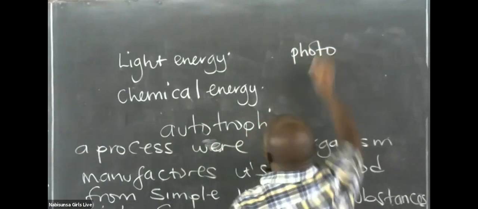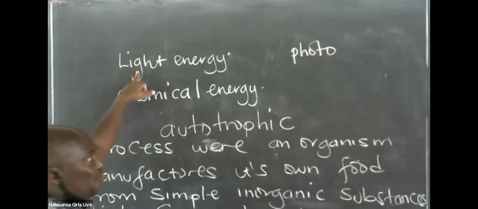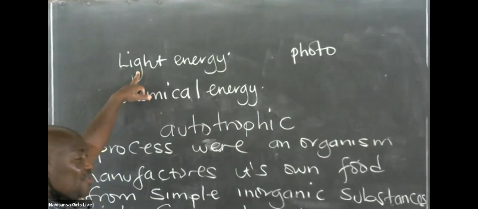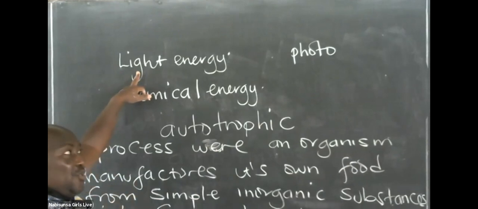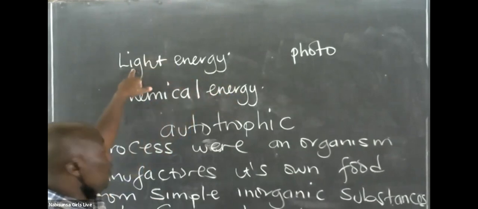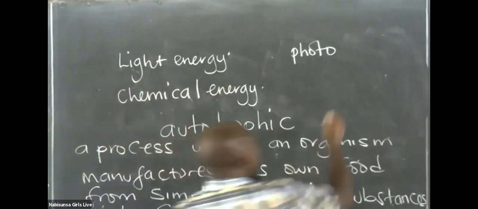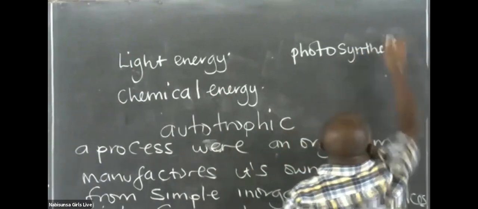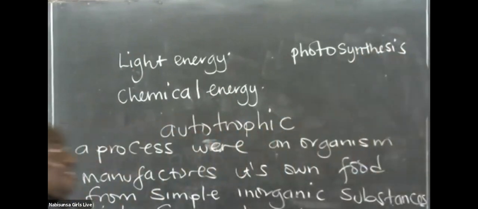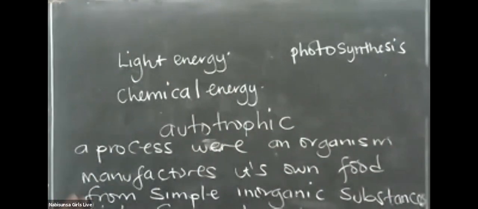And photo, that is light. That's why we are using that. We are using the word light to mean we are putting into consideration the energy which they are utilizing. So that's why we are using the word photo. Photo means light. So if they're utilizing light energy, that process of manufacturing their own food will be called photosynthesis.